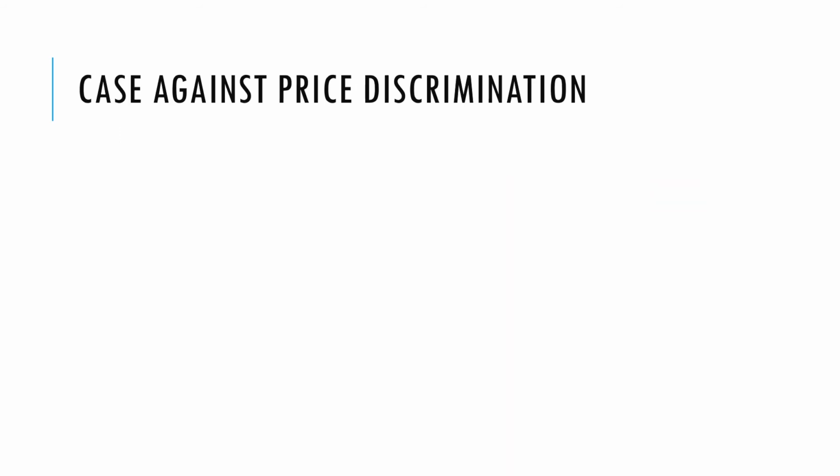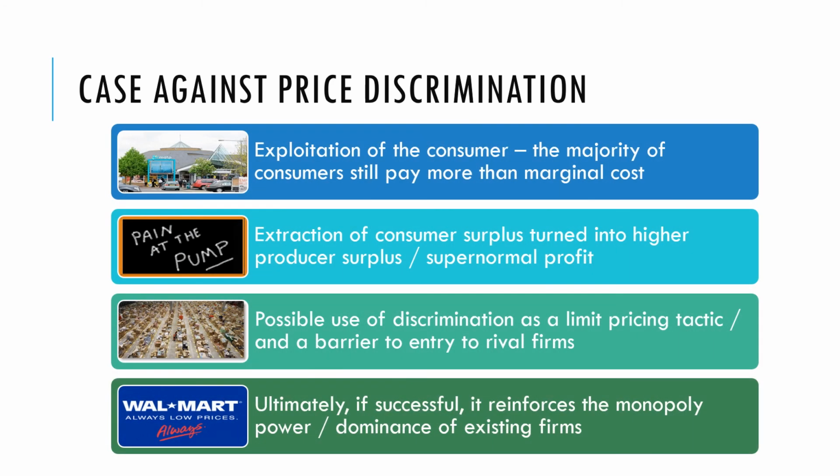So what's the case against price discrimination? Why don't we like this? Well, really it's exploitation of the consumer. The majority of consumers will still pay more than the marginal cost. Really, this is an extraction, reducing consumer surplus and turning it into producer surplus, turning it into supernormal profits.